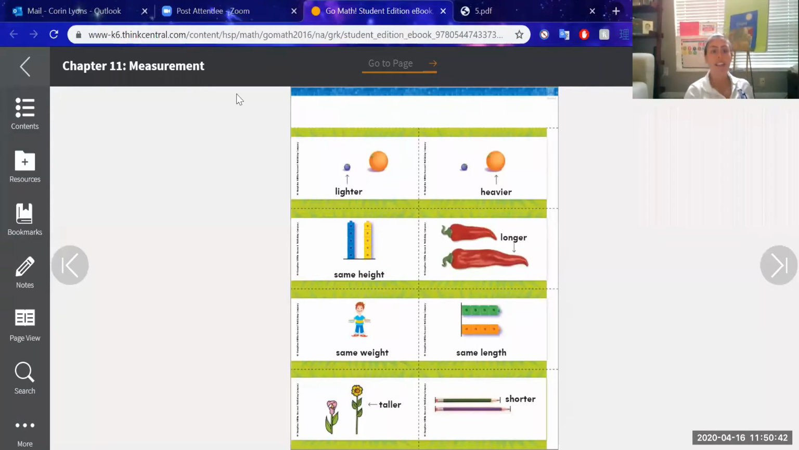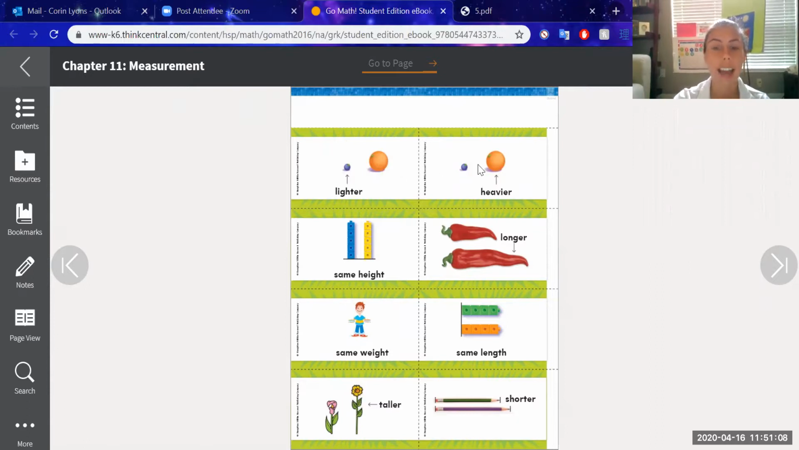Now we're going to move on to do an introduction to measurement. First, we're going to look at some pictures and some terms. In this first picture, you see a blueberry and an orange and an arrow. The word pointing to the blueberry is the word lighter. A blueberry is lighter in weight than an orange. So if a blueberry is lighter, an orange is heavier.